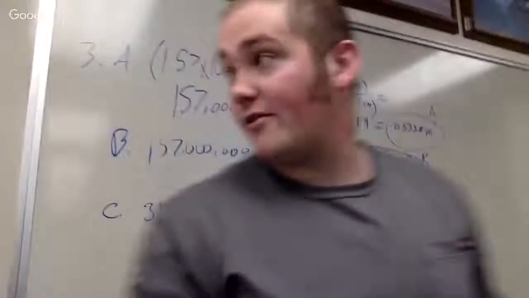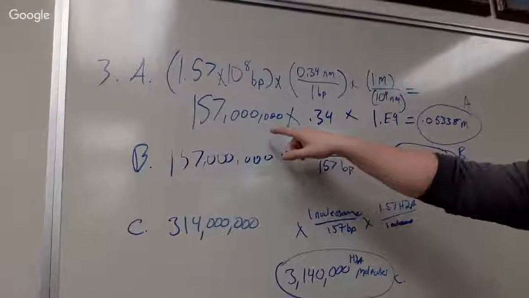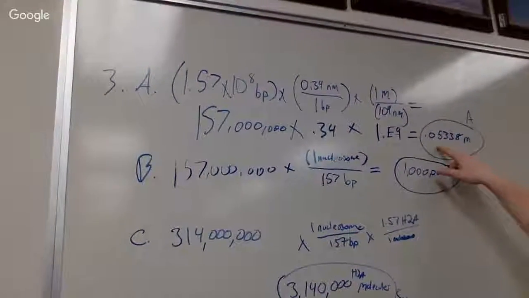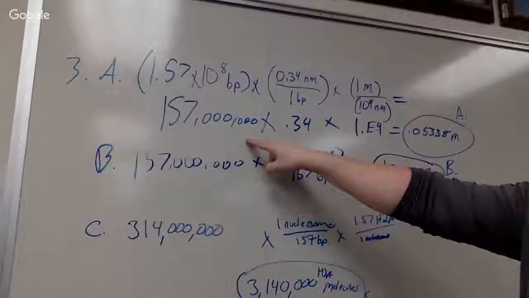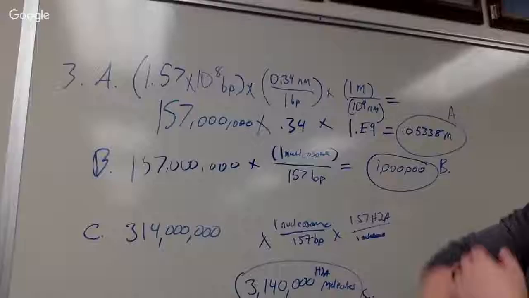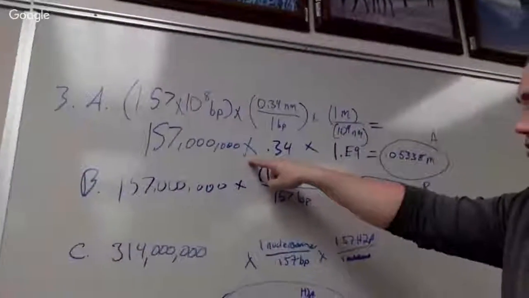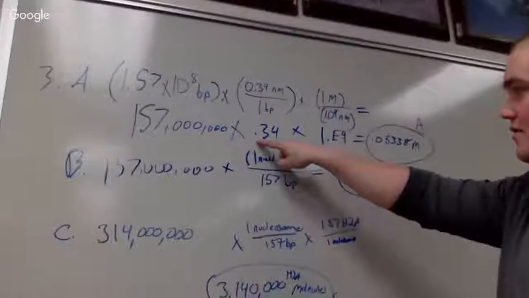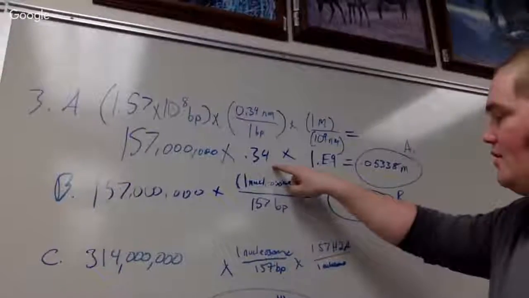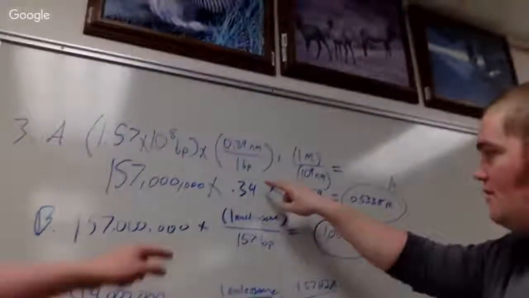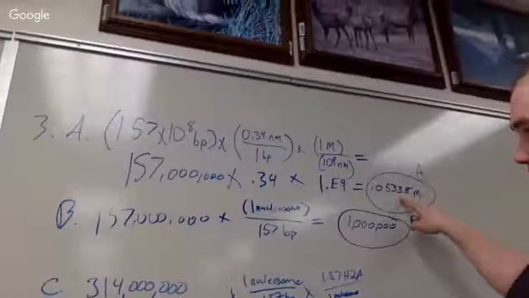So for number 3, we worked out the math here, and pretty much to get the length in meters, you just do the 157 million because that's the two base pairs added together for the translocation, and then because each nanometer is 0.34 meters long per base pair. Yeah, per base pair. There you go. Anyway, we worked it out, and that's the answer that we got.